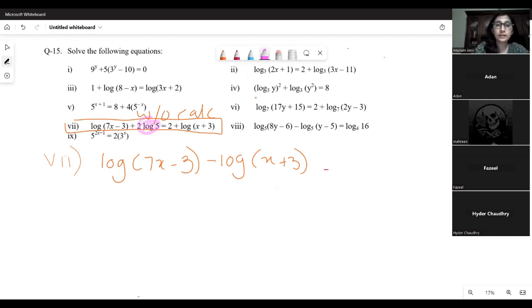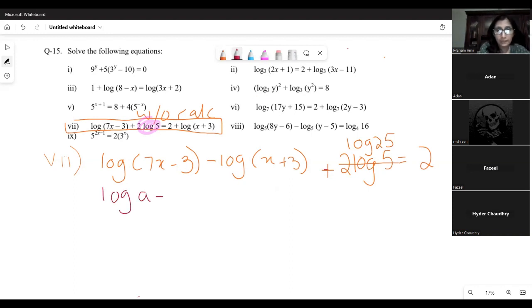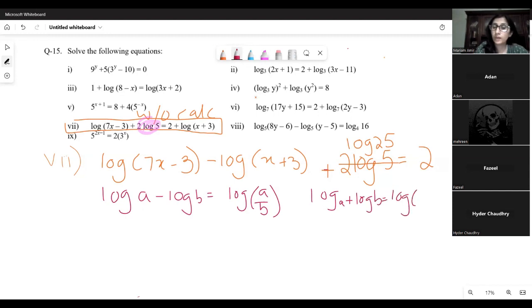So we're going to keep the third log term on the left hand side, although it does not have a variable in it. So plus 2 log 5 also stays here because we're going to use the property of log. Now this can be replaced with log 5 square, which is 25. If you remember, log a minus log b gives log a by b, and log a plus log b gives log of AB.